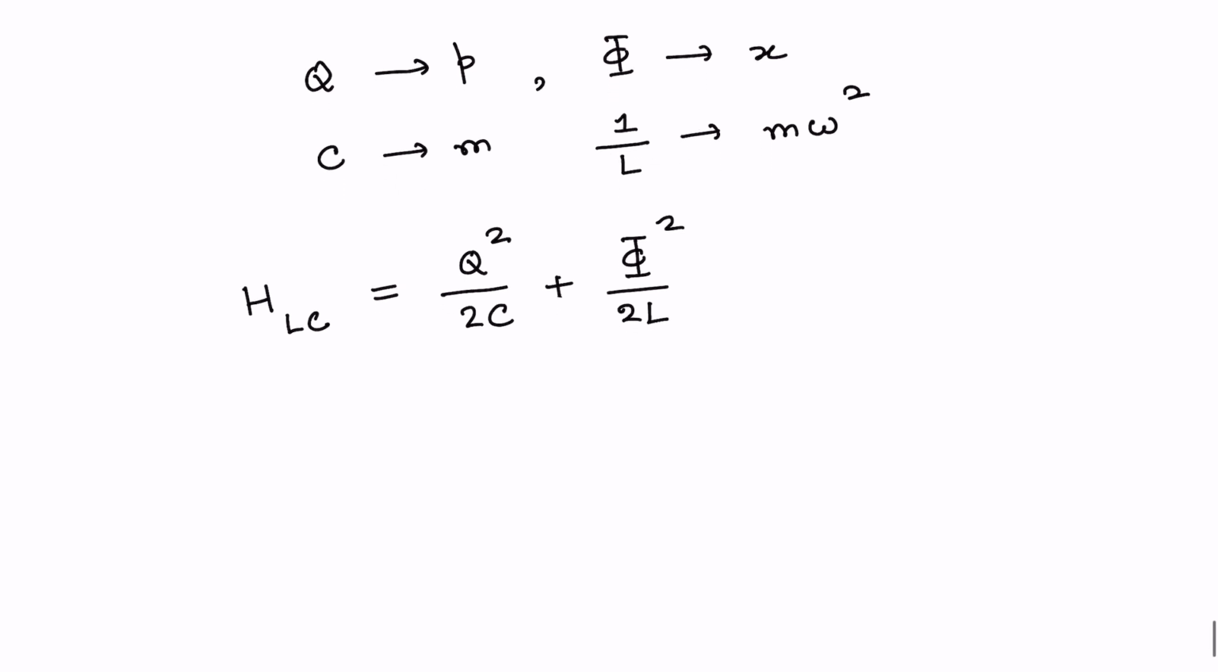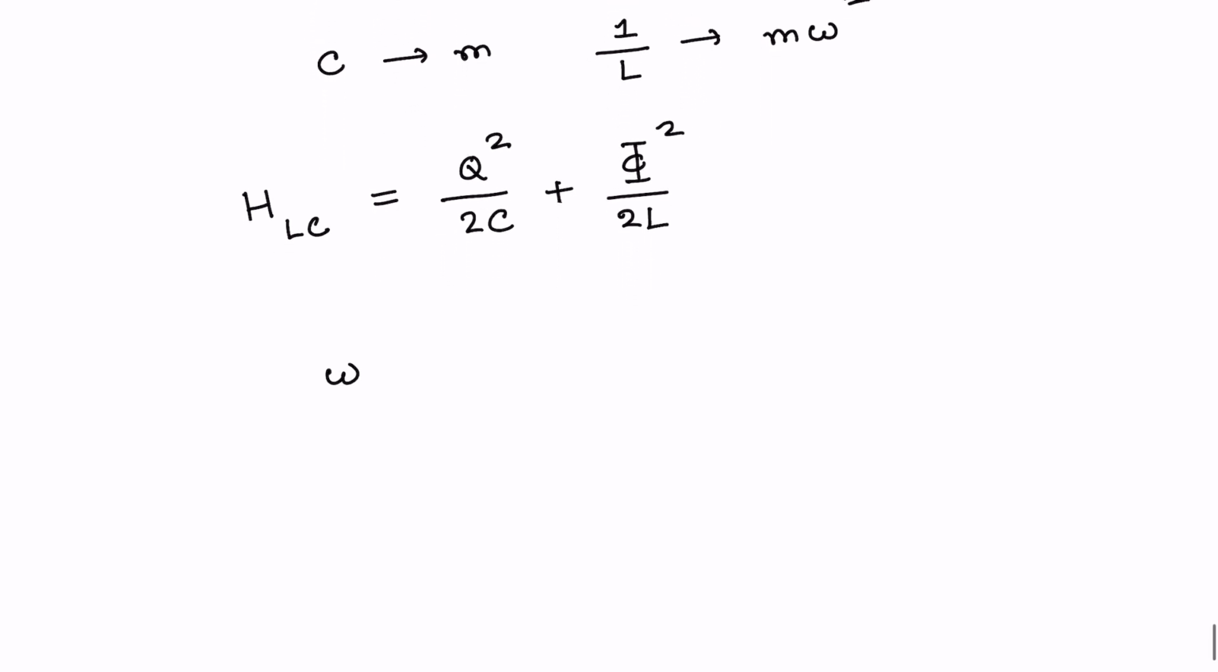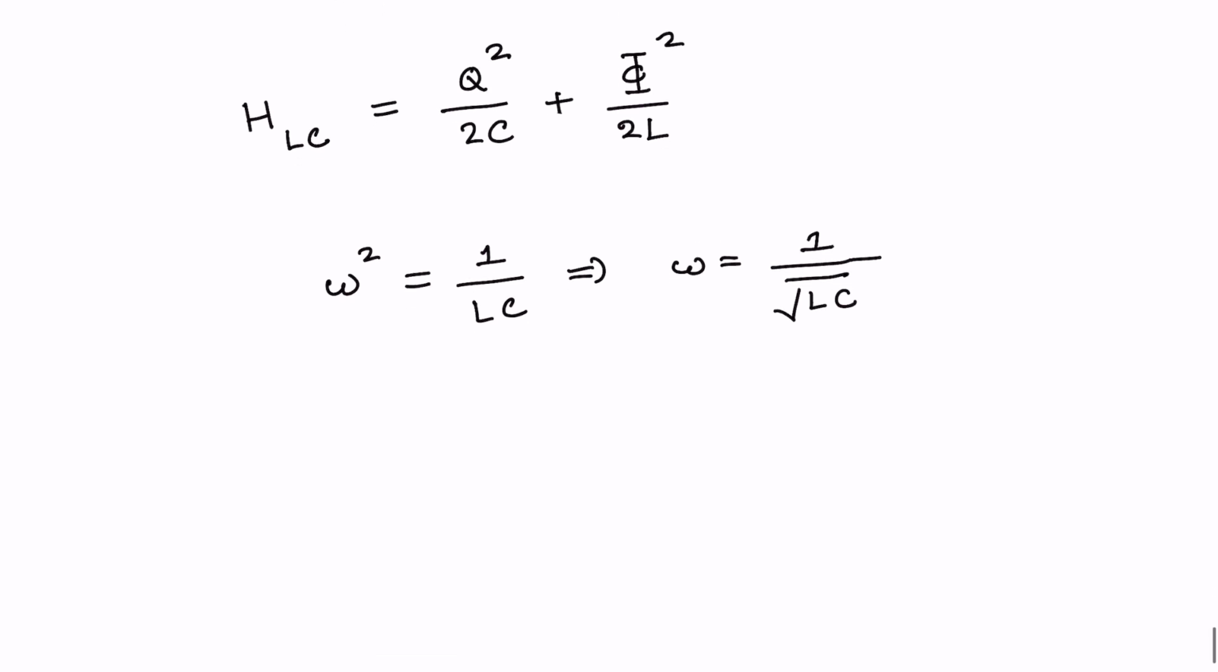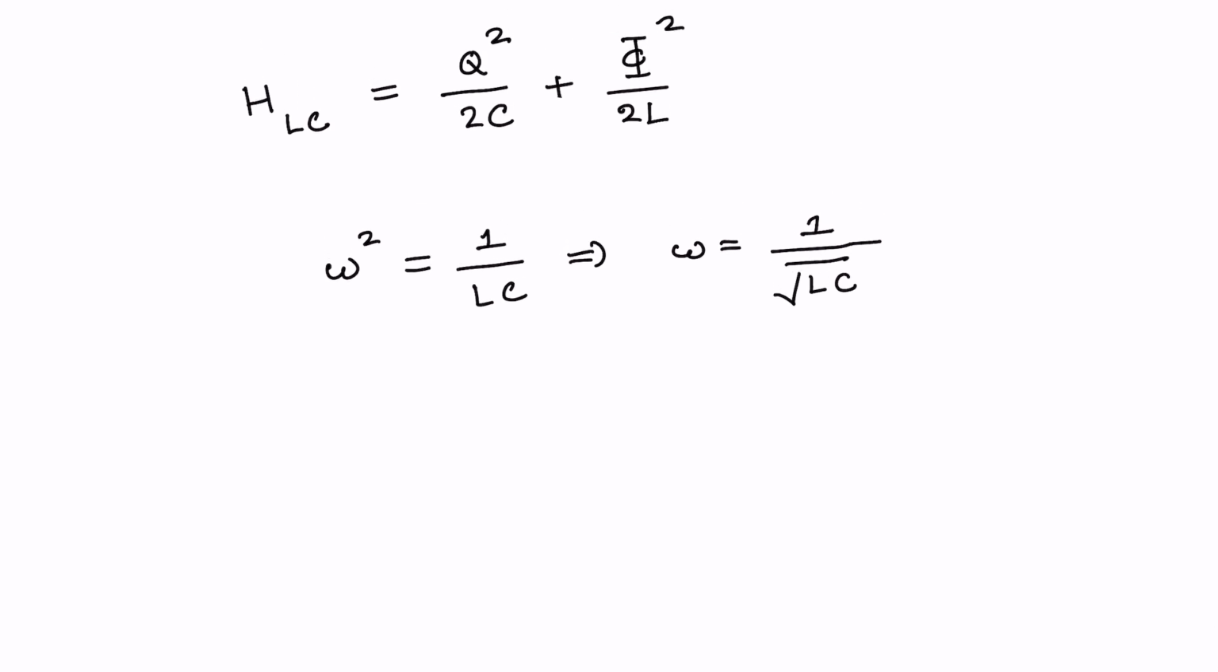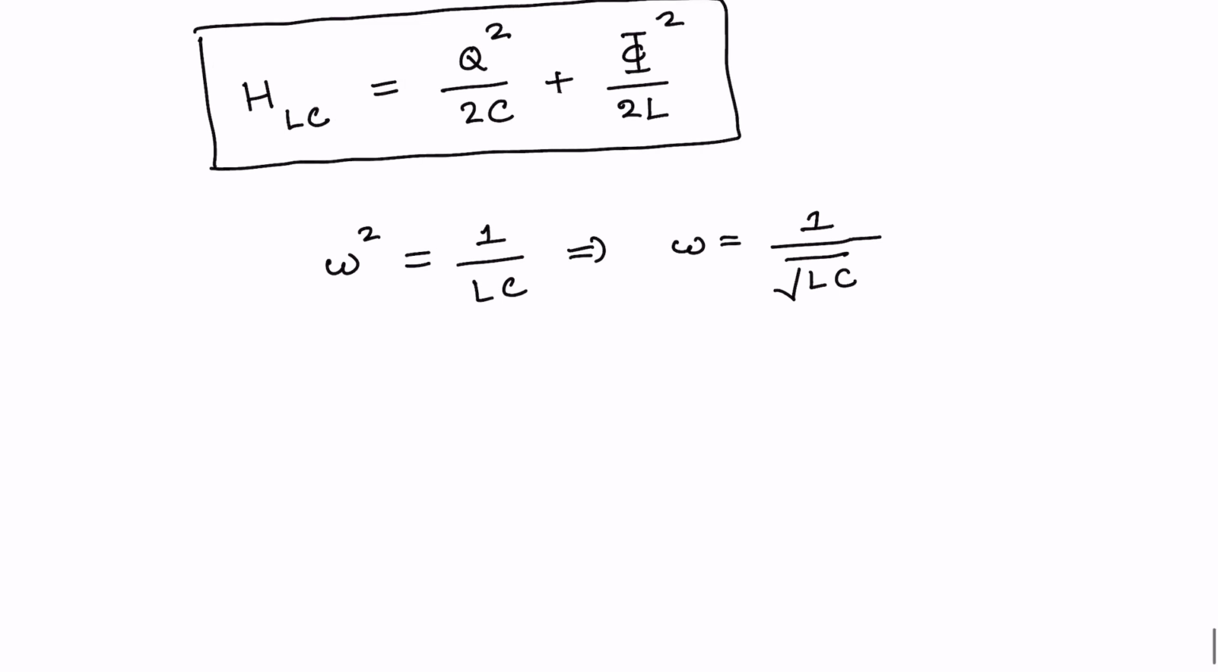In fact, this analogy makes sense because from this analogy we can immediately have that omega square is equal to 1 by LC, that means omega is equal to 1 by square root of LC, which is the resonance frequency of an ideal LC oscillator. Now to go over to the quantum regime, we have to impose the commutation relation, and in fact what we are going to do is consider the charge Q and the magnetic flux phi as the canonically conjugate variables.